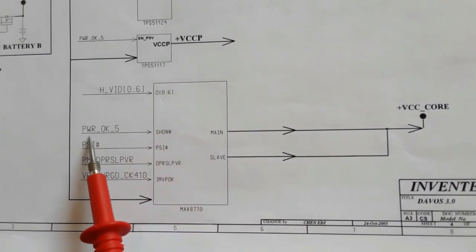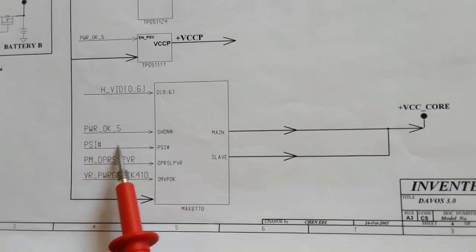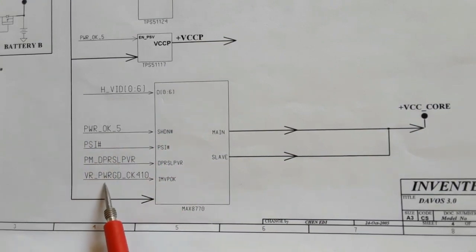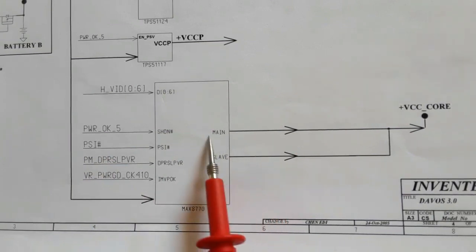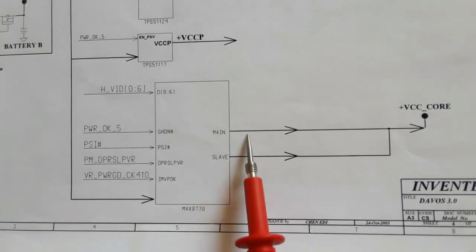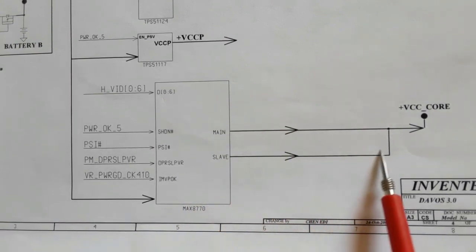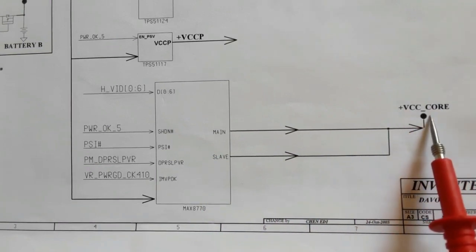Okay, of course here we have other signals, power OK, PSI, power management, as you can see. So after receiving the power good and the enable signals and the IDs, here the IC will generate the VCC core through two channels, a main channel and a slave channel. Okay, so we will get plus VCC core, as you can see.